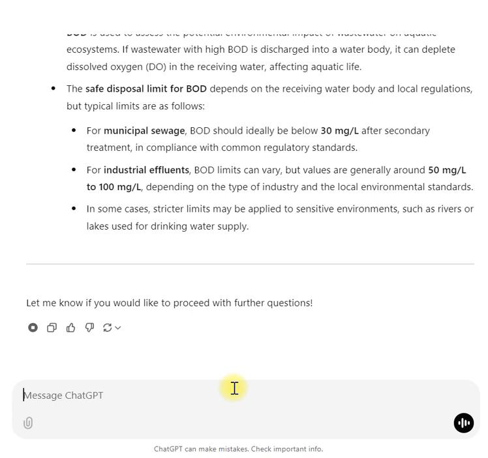In some cases, stricter limits may be applied to sensitive environments, such as rivers or lakes used for drinking water supply. Let me know if you would like to proceed with further questions.